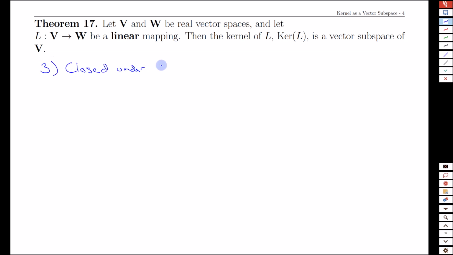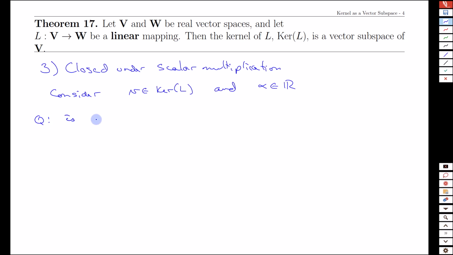And last but not least, we're going to look at the feature of whether it's closed under scalar multiplication. Specifically, is the kernel of L closed under scalar multiplication? And for that, we're going to need to consider a V in our input set, which is the kernel of L, and some alpha that's real. So we're going to take these, and our question is, is the transform of alpha times V in the kernel of L, i.e., is the transform of alpha V equal to the 0 vector in W?